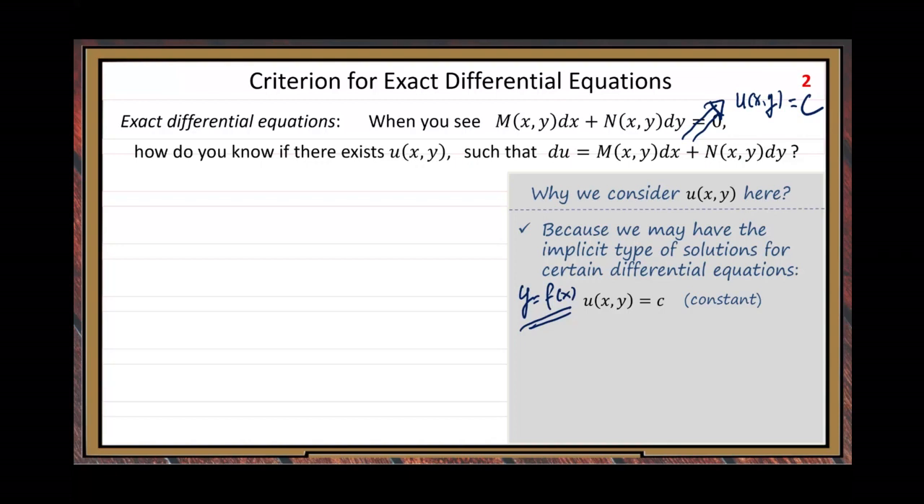So if you can get this kind of solution, you solve the problem. You already solved the problem, right? You can draw the curve explicitly. So here we just consider this type of solution.